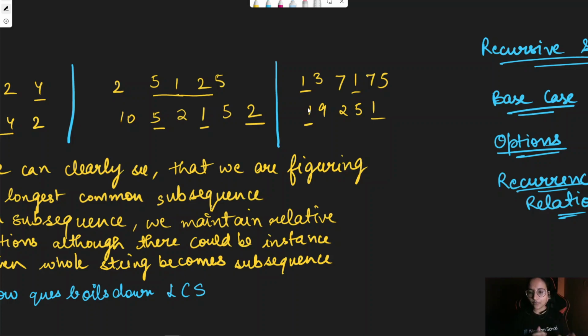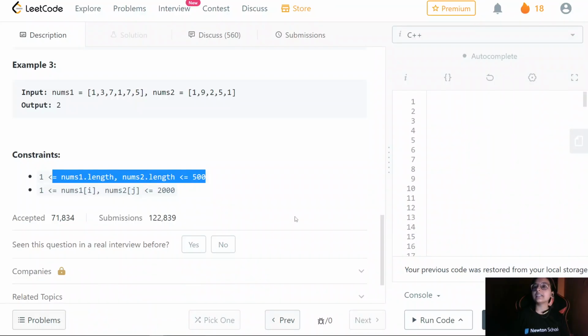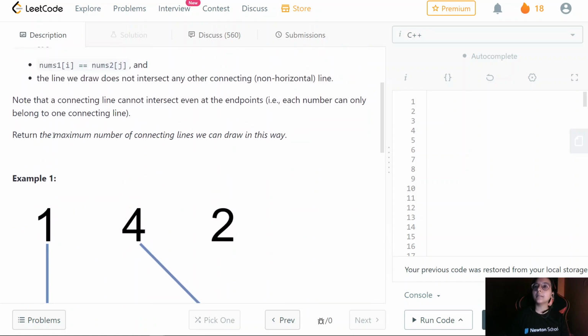In this recurrence relation, as per the condition given, if both of them are equal, then only can we draw a line between them. So if both are equal, we will add 1 to our selection, else we check whichever answer is maximum, and we are required to return the maximum, because in the question they stated that we are required to return the maximum number of connecting lines. That's why we return the maximum.